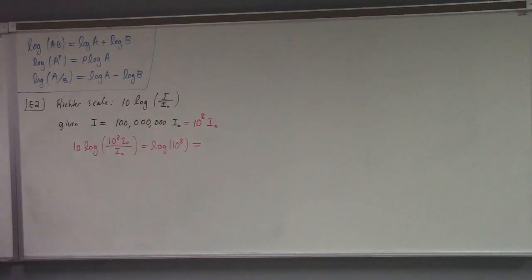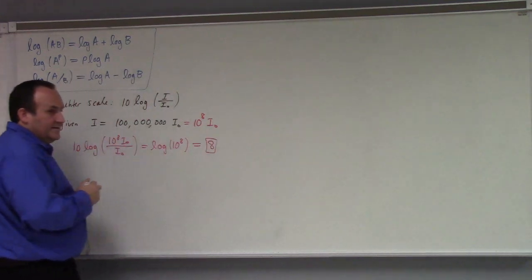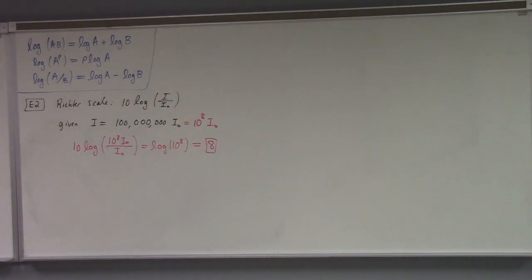Eight. Yep, and there you go. So for my problem, I would have an 8 on the Richter scale. That's a bad one, isn't it? If we had an 8 on the Richter scale earthquake in Virginia, it would be bad. I definitely wouldn't want to be in this building, that's for sure.